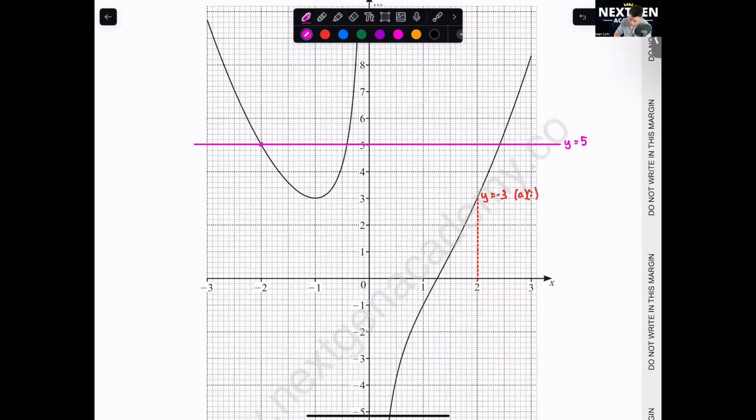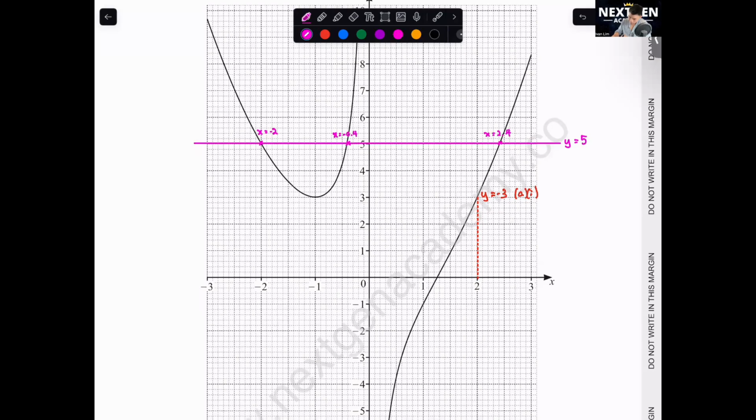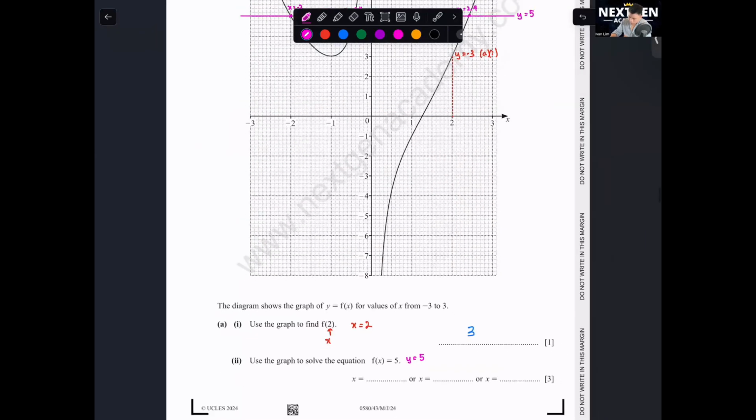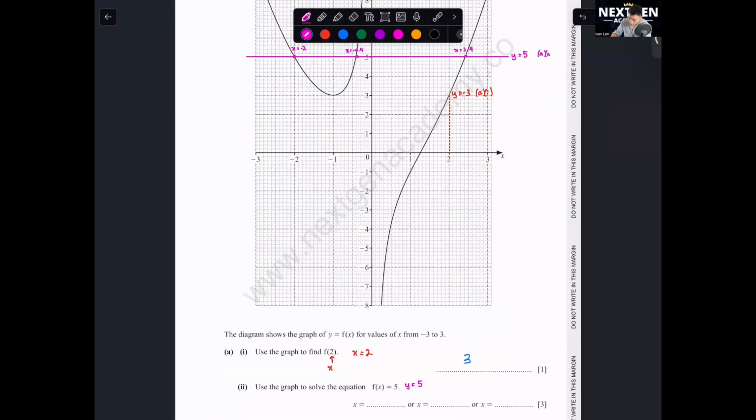Then I'm going to read these 3 values over here. Okay, what is this value? This is x equals negative 2. Okay, the second one, x equals negative 0.4. The third one, x equals 2.4. Okay, so you got 3 answers here. This is for your A2. Answer is negative 2, negative 0.4, and positive 2.4.